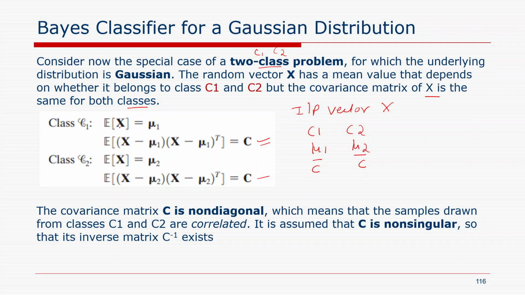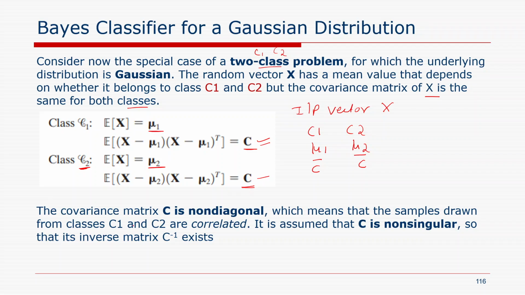That is, for the class C1, we'll consider the expectation of the input feature vector, that is the average value mu1, and then the expectation of (x minus mu1) multiplied by (x minus mu1) transpose, which is going to give the covariance matrix that we'll consider as C. Similarly, for the class C2, the mean we'll consider as mu2 and the covariance as the same, that is C.